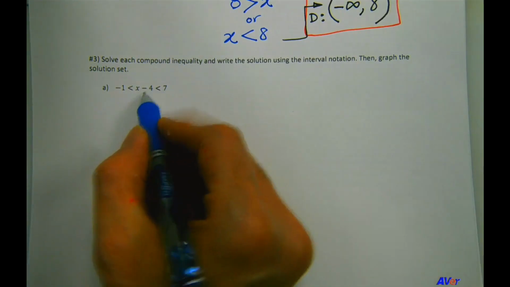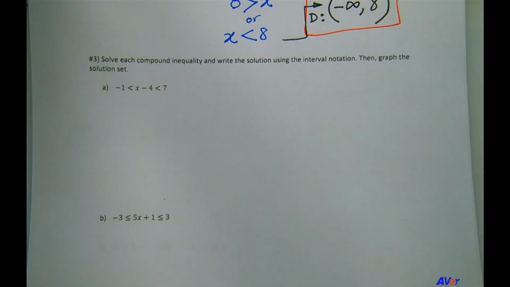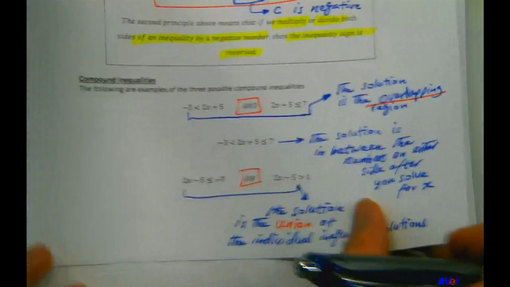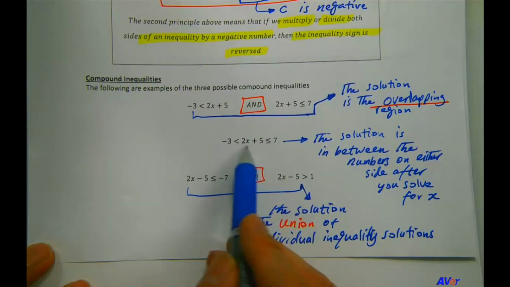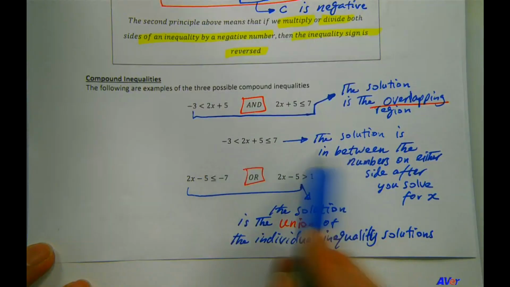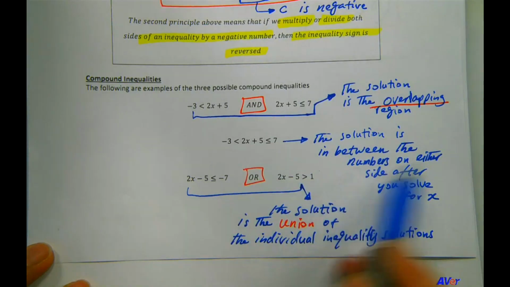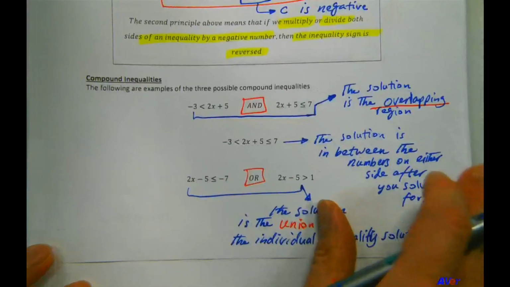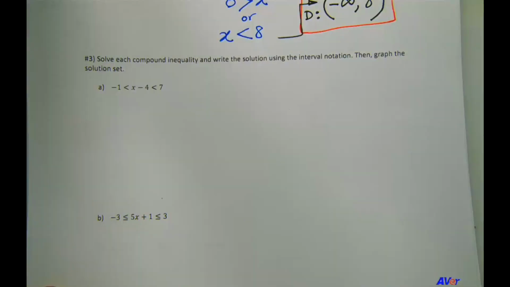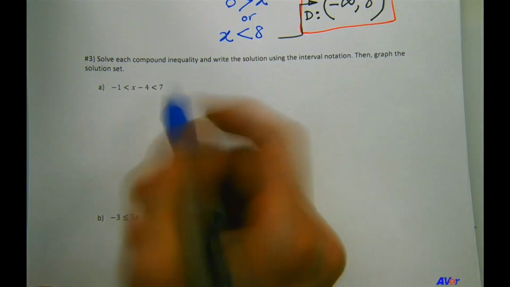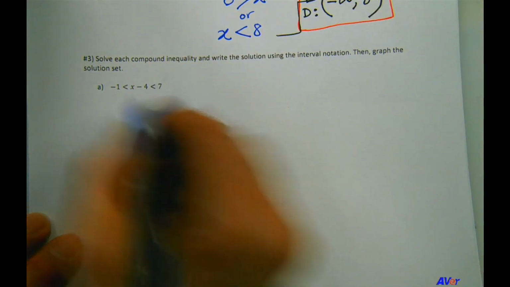So here we have the kind of compound inequality that was this one. Whenever we have this kind of compound inequality, the solution is in between the numbers on either side after you solve for x. So let's solve for x and see what numbers are on either side.